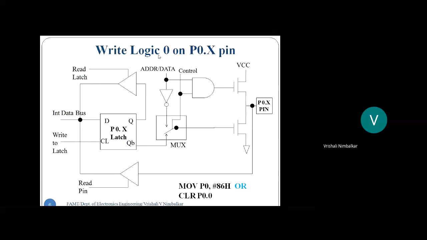And what is it writing now? Logic 0. See, 86 hex. If I say the P0.0 pin, the lowest pin is logic 0. It means the microcontroller is sending logic 0. Or you could write an instruction CLR P0.0. You're clearing that pin. It means the microcontroller is sending logic 0 on the P0.0 pin. So how is this logic 0 sent on the pin by the microcontroller?